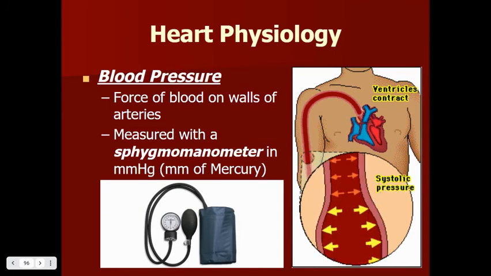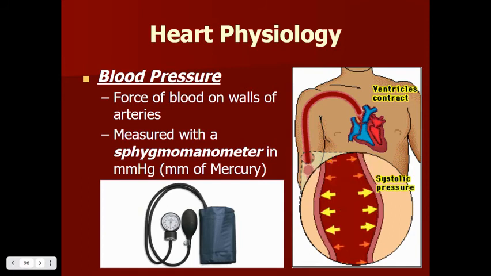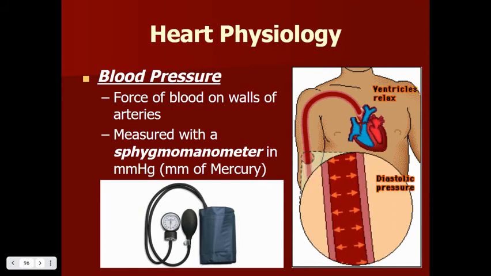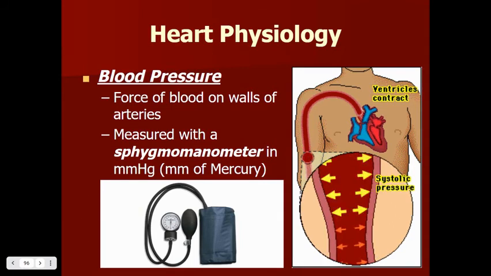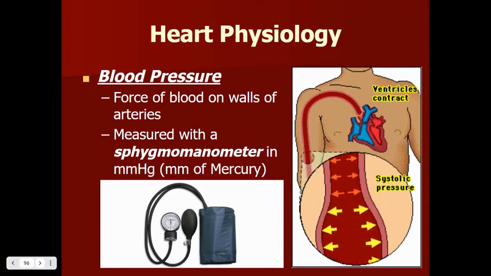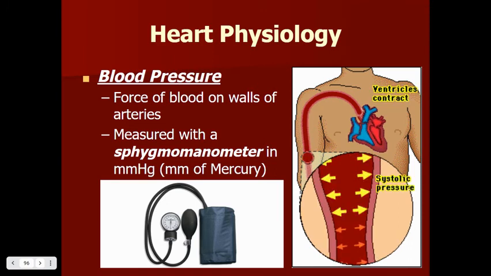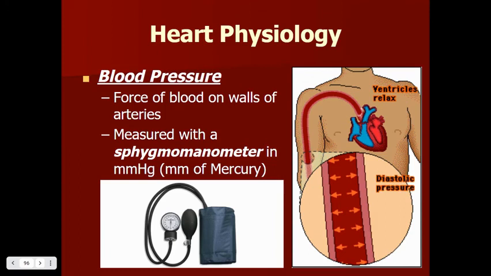Blood pressure is the force of blood on the walls of the arteries. It's measured with a sphygmomanometer. That's just the fancy name for a blood pressure cuff. And the units that it's measured in is mmHg, which stands for millimeters of mercury. So remember, we've already talked about how arteries have to be able to withstand the pressure from the heart. A measure of that pressure is called blood pressure.